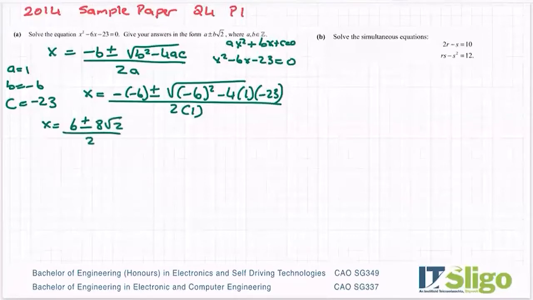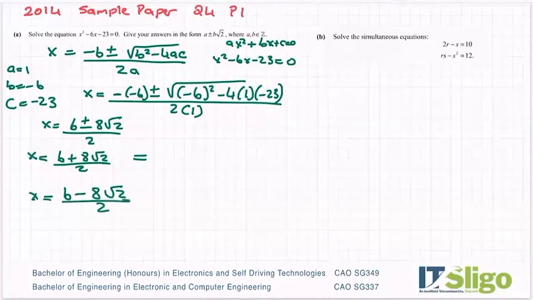all over 2. Okay, so my first solution is 6 plus 8 root 2 over 2. And my second solution, 6 minus 8 root 2 over 2. Okay, and these questions that have square root signs in them, they're called surds. They're just a different way of writing a number. Don't let them bother you. Just proceed as normal as if it was an integer. Your calculator is going to sort it out for you. You don't need to. Okay, so I get 3 plus 4 root 2.